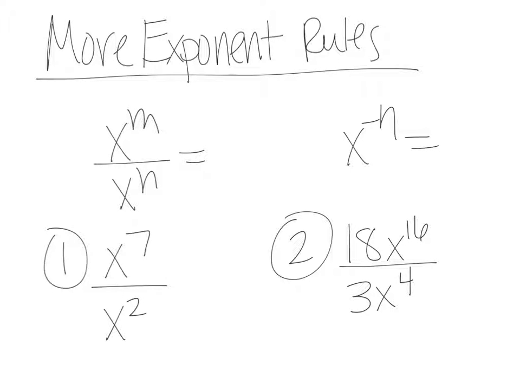Alright, this is a quick video for your algebra review page to go over a couple more of the rules for exponents. The two rules we're looking at today are, first, what happens when you divide them. If you have x to the m divided by x to the n, when you're dividing, the exponents get a special rule: you're going to subtract them.